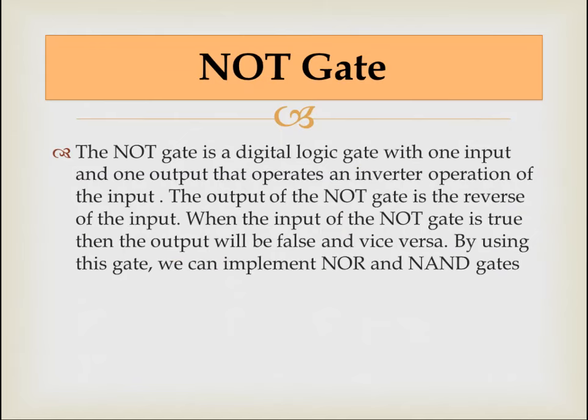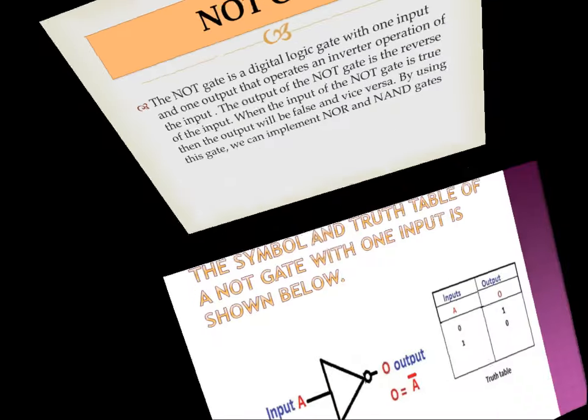Okay, the next one is the NOT gate. The NOT gate is a digital logic gate with one input and one output that performs an inverter operation on the input. The output of the NOT gate is the reverse of the input. When the input of the NOT gate is true, which means 1, then the output will be false, which means 0, and vice versa. By using this gate, we can implement NOR and NAND gates.